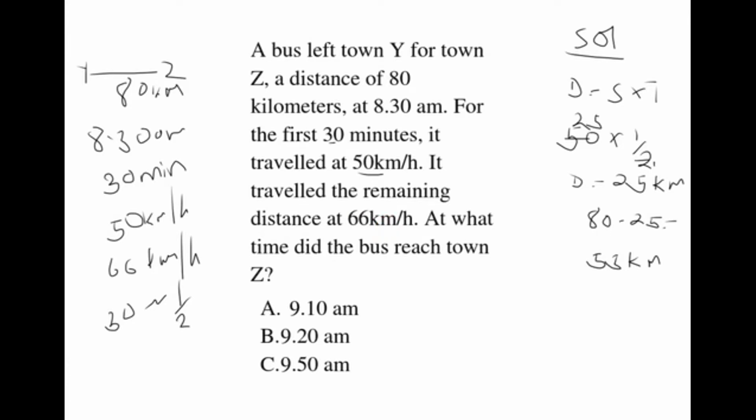Therefore, for us to get the time which it took, we divide distance by speed. Therefore, we get 55 divided by 66. Then we can simplify by 11, 5 by 11, 6. Therefore, we have 5 over 6 hours.